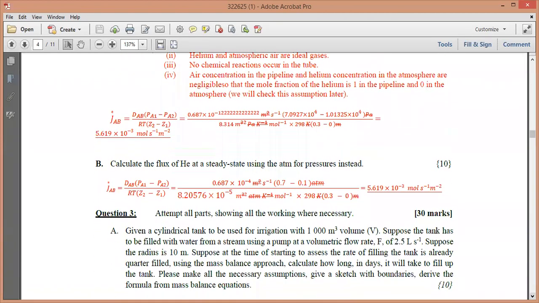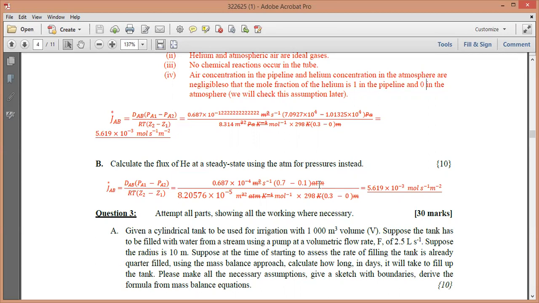Okay, so we continue to part B of the question. Calculate the flux of helium at a steady state using the atmosphere for pressures instead. So the first one is the question we did, and the second one is asking you to do the same thing, except this time you are using atmosphere for pressures instead. So it means that now you are taking your partial pressures in atmosphere.